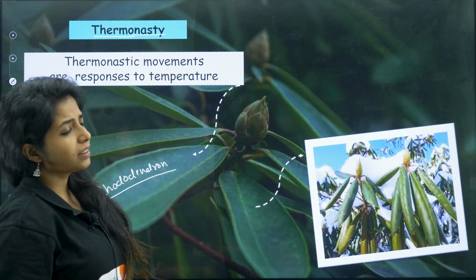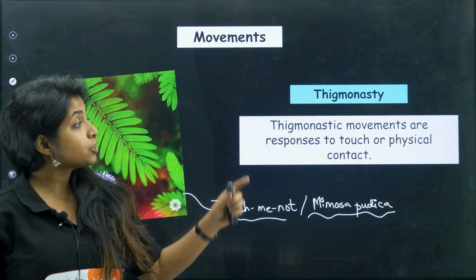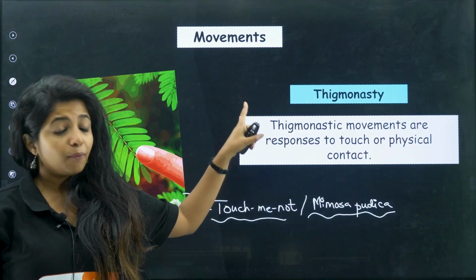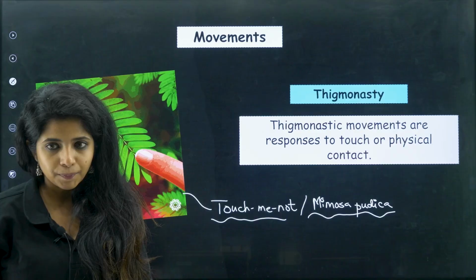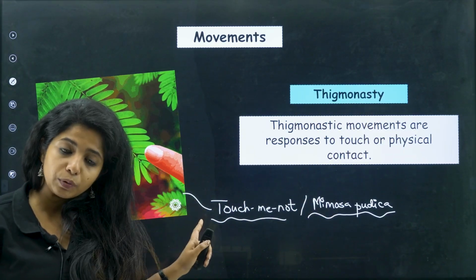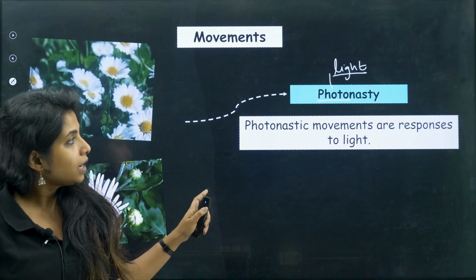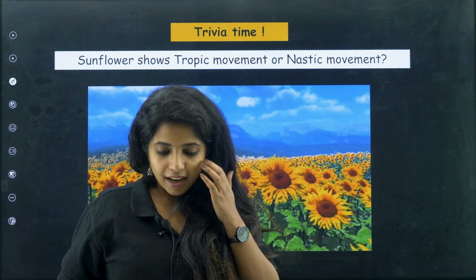So in your book, they have not mentioned thermonasty or photonasty or stuff like that. They definitely have mentioned thigmonasty. Please remember the name of the plant, Mimosa pudica, which shows a nastic type of movement. Again, they have not mentioned this term, but they have given the example of Mimosa pudica, so please remember it. Now, we are going to put our brains into something else, that is sunflowers.